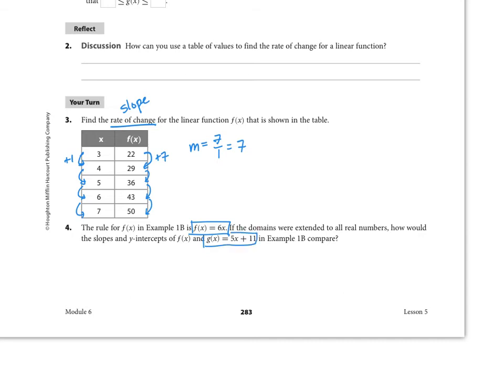How do their slopes compare? Well, f of x is steeper because 6 is bigger than 5. And also, g of x has the higher, or bigger, y-intercept because g of x has a y-intercept of 11, and f of x has a y-intercept of 0.